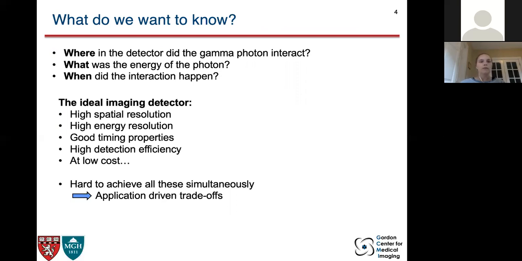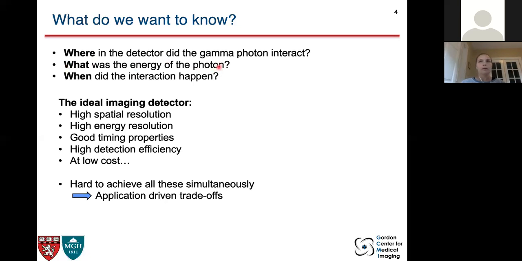So firstly, we want to know where in the detector the gamma photon interacted. This is important because of spatial resolution and the quality of our final image, since the accuracy of this estimation will directly translate to the final image. And we also often want to know what the energy of the photon was.